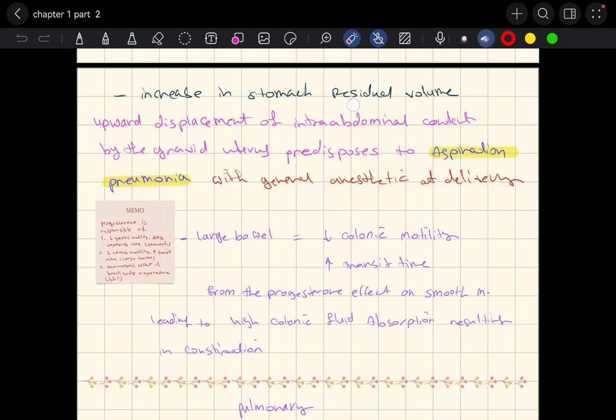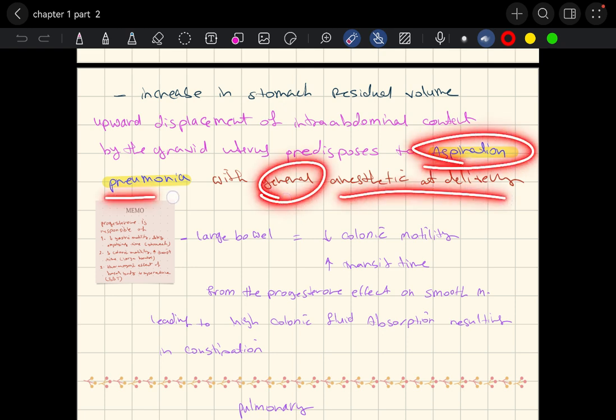So why do we have residual volume? Because of the progesterone. Progesterone relaxes smooth muscle in the stomach, and here the gravid uterus tries to push the diaphragm. Therefore, the stomach is pushed upward, and during general anesthesia we get aspiration pneumonia.